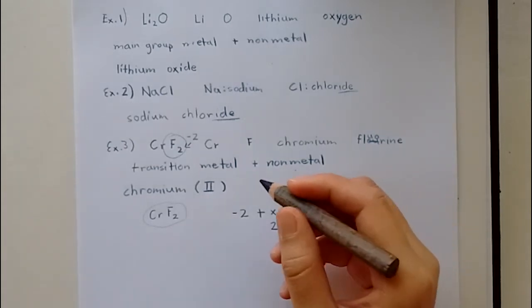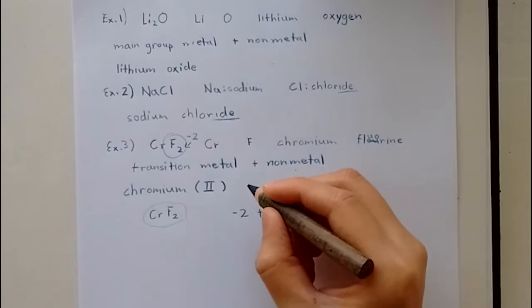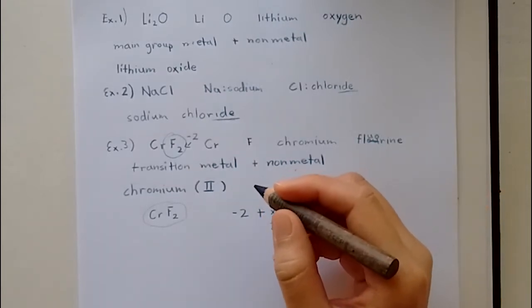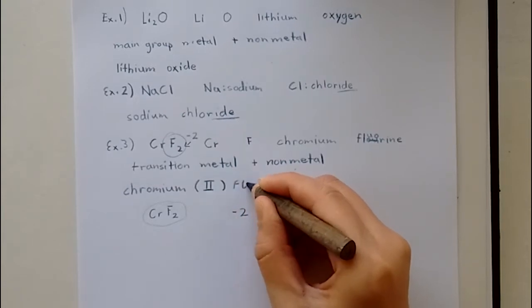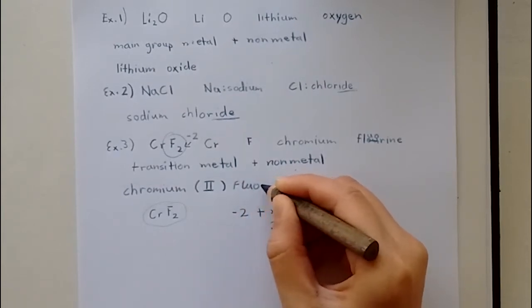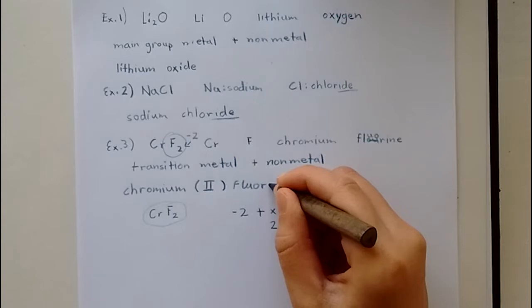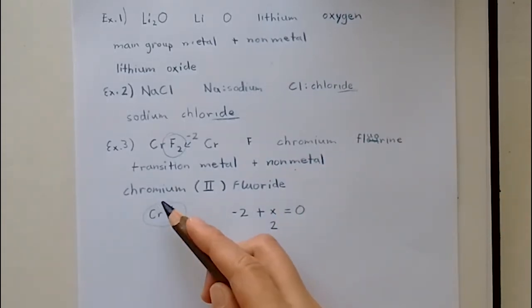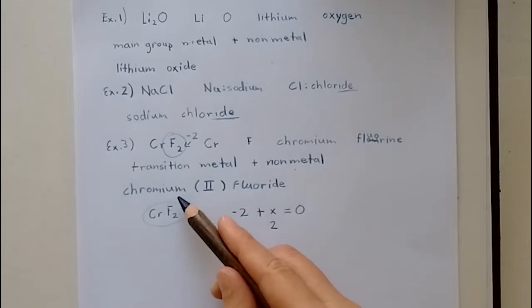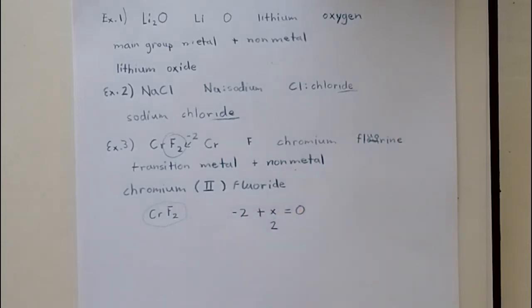And then for the next part, we have fluorine, and we know that we have to name the first part, the base name, and we have the ending "ide." So, fluoride. So the complete name of this compound is chromium 2 fluoride.